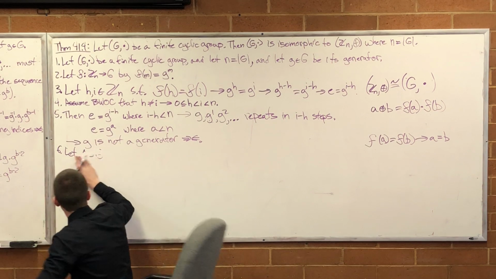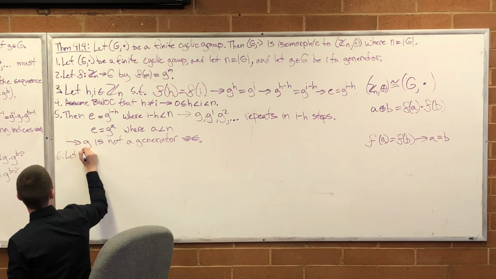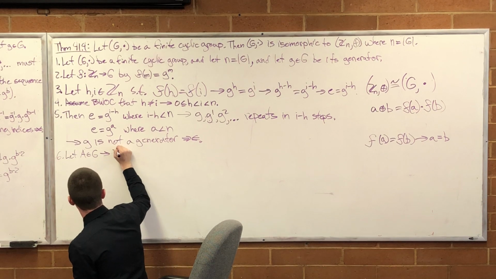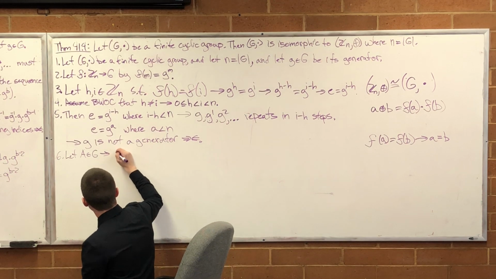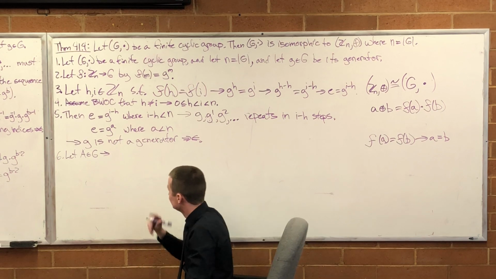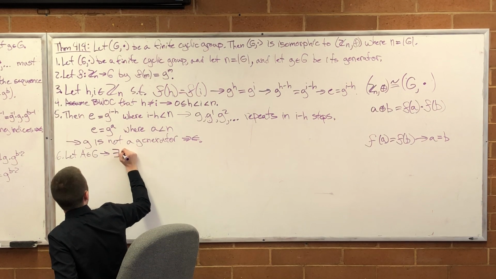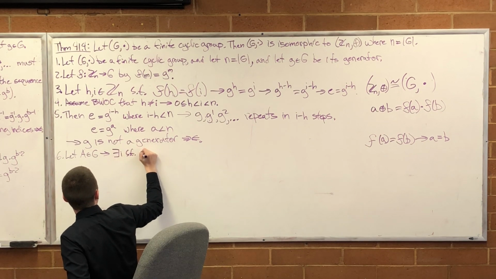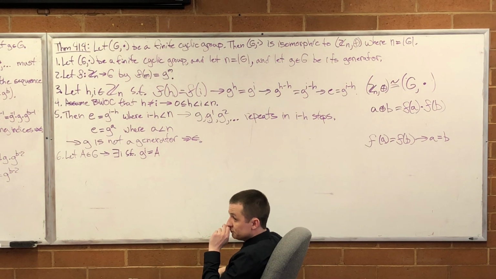Let a be in g. Well, since g has a generator, I'm guaranteed that there must exist some i, different from whatever i's we use up there, such that g to the i is equal to a, since g is a generator.